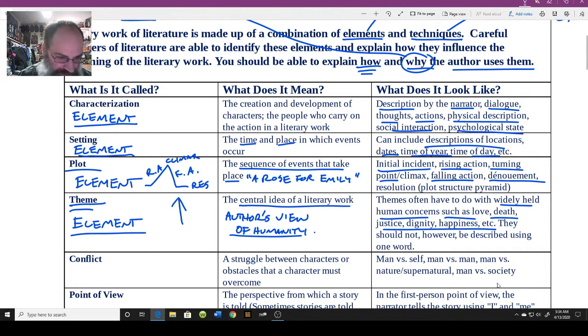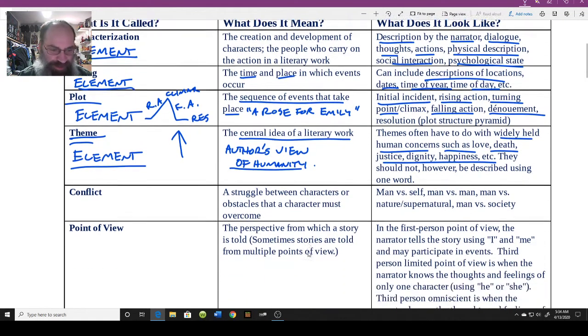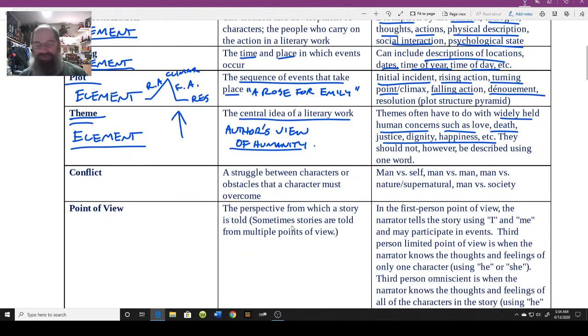All right, conflict. You can't have a story without conflict. That is an element. So, struggle between characters, obstacles that a character must overcome. So here are your conflicts. Do not confuse conflicts with plot. You've heard there are 7 plots. No, there are hundreds of plots, thousands of plots, millions of plots, but there are only these conflicts. All right, point of view.